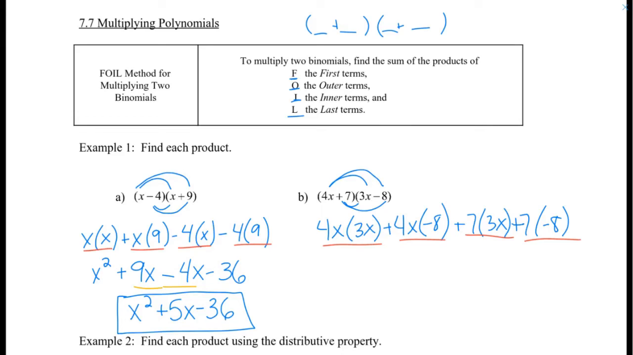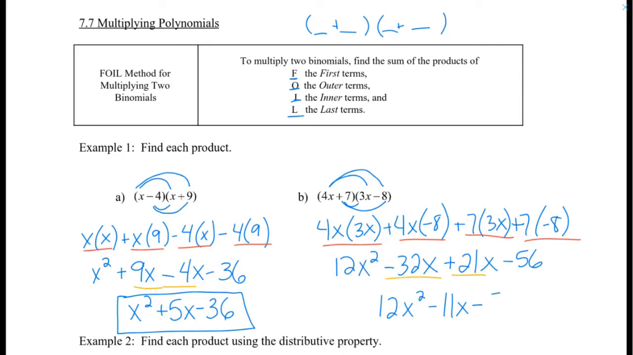So let's simplify. 4x times 3x would give us 12x squared. 4x times -8 would give us -32x. 7 times 3x gives us 21x. And then 7 times -8 gives us -56. Once again, you'll notice that we do have one set of like terms, so let's combine those to simplify. First term stays the same, 12x squared. We have -32x plus 21x, which would give us -11x, and then -56. Again, no more like terms, so that is our final simplified answer.